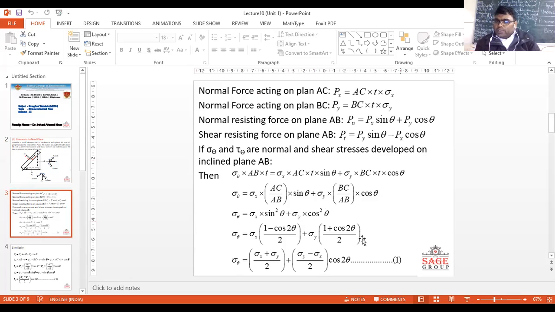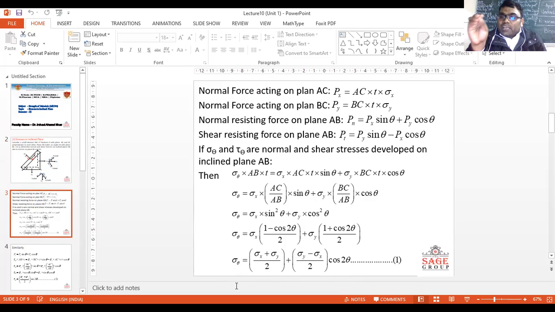And sin squared theta we can write as (1 minus cos 2 theta) by 2, and cos squared theta we can write as (1 plus cos 2 theta) by 2, and we just solve this. So sigma theta is equal to (sigma x plus sigma y) by 2 minus (sigma x minus sigma y) by 2 times cos 2 theta. This is equation number 1.